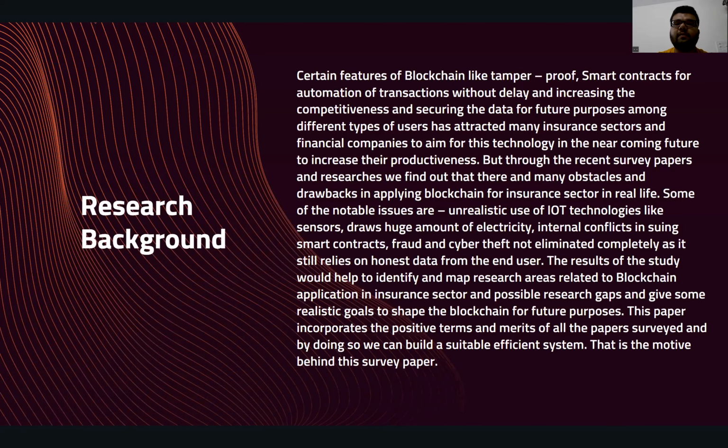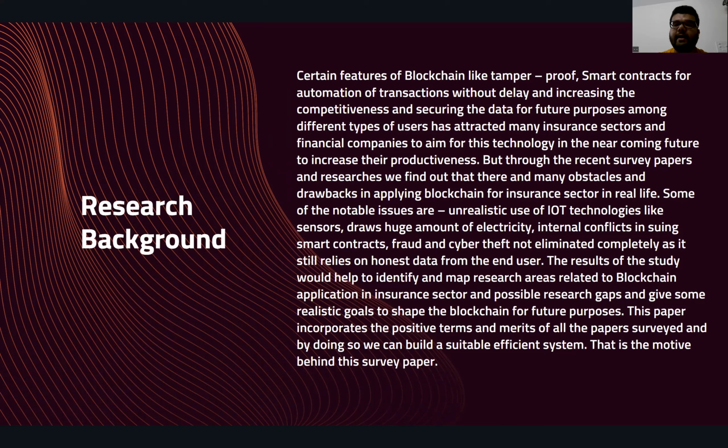So moving on to the next slide, which tells about the research background. Certain features of blockchain, like tamper-proof smart contracts for automation of transactions without delay, increasing competitiveness, and securing data for future purposes among different types of users, have attracted many insurance sector and financial companies to aim for this technology in the near future to increase their productivity. But through recent survey papers and research, we find there are many obstacles and drawbacks in applying blockchain for the insurance sector in real life.